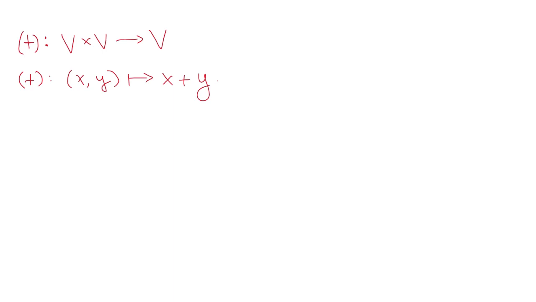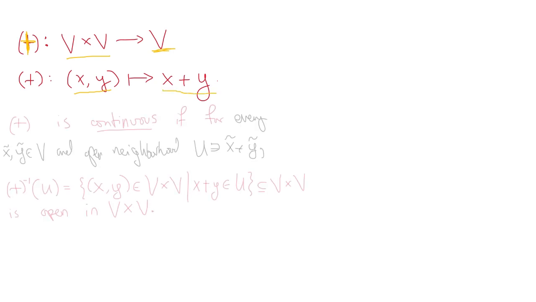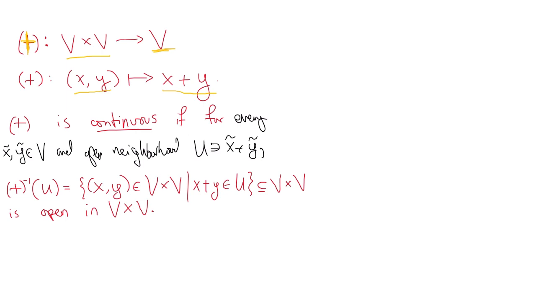We can think of vector addition as being a function. I'll call it just the addition sign. This is a function. It takes in 2 vectors, x and y, and returns another vector, the sum x plus y. Then we say that addition is continuous if for every (x tilde, y tilde) in V cross V, and every open neighborhood U of x tilde plus y tilde, the pre-image of that neighborhood under addition is open. That's this set, the set of all (x, y) such that x plus y is in U. This is an open set in V cross V.